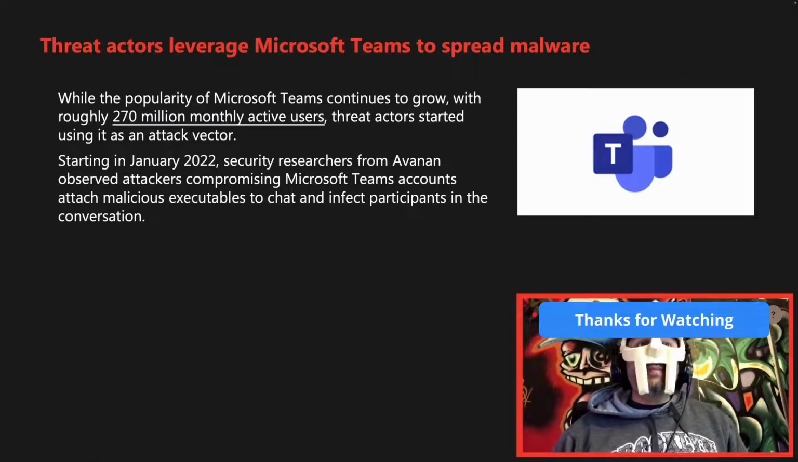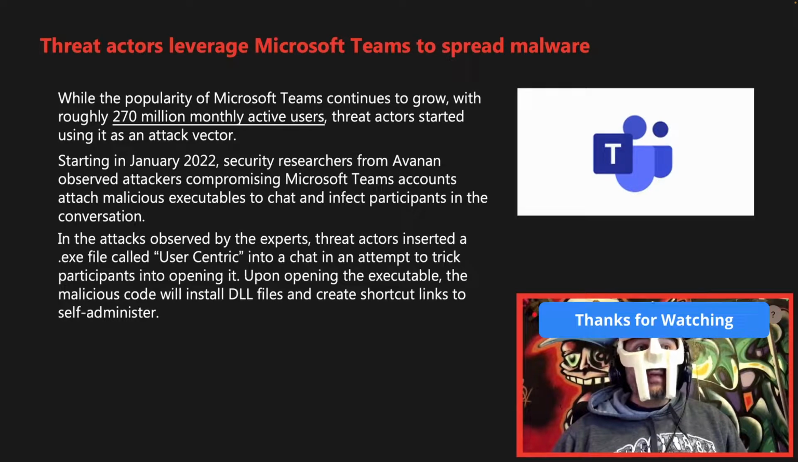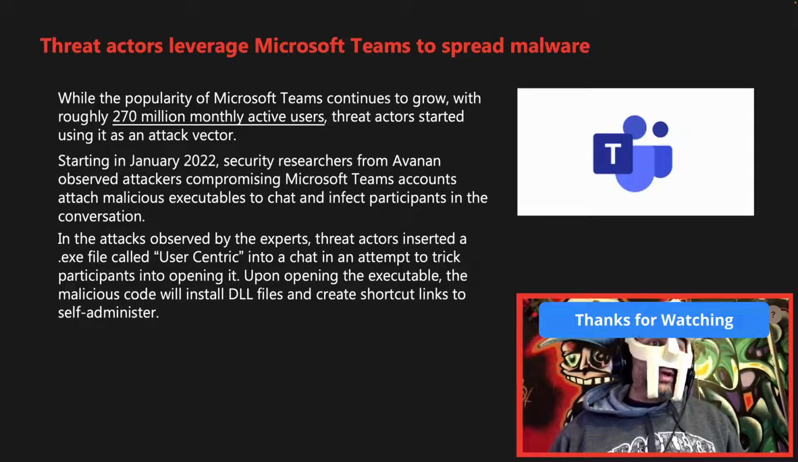While the popularity of Microsoft Teams continues to grow, with roughly 270 million monthly active users, threat actors started using it as an attack vector. Starting in January 2022, security researchers from Avanan observed attackers compromising Microsoft Teams accounts, attaching malicious executables to chats, and infecting participants in the conversation. In the attacks observed by the experts, threat actors inserted a .exe file called "User Centric" into a chat in an attempt to trick participants into opening it. Upon opening the executable, the malicious code will install DLL files and create shortcut links to self-administer.